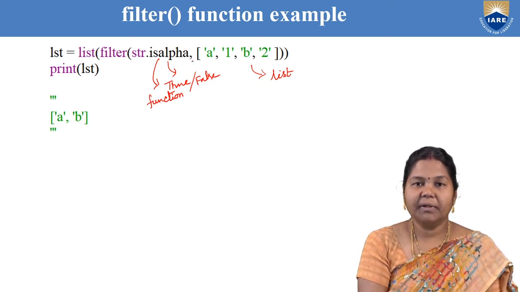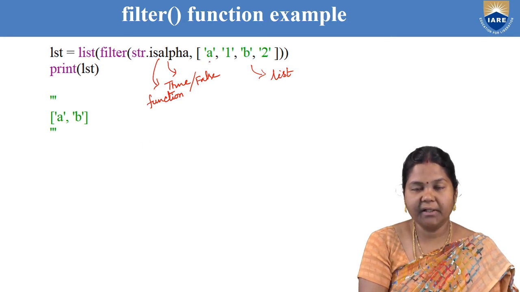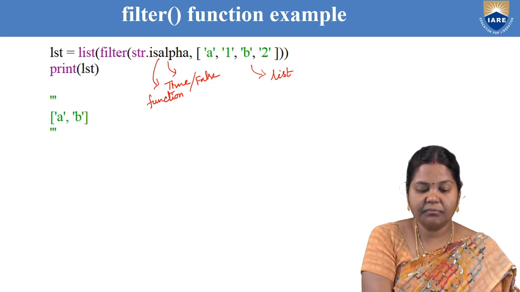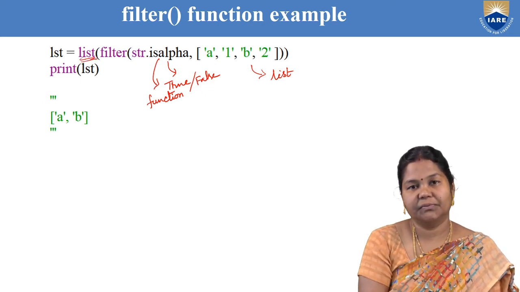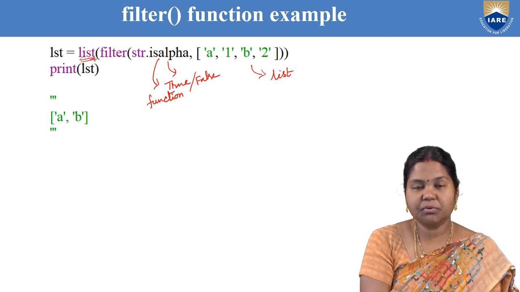This function will check each and every element of the list. If it is an alphabet, it returns true. Then it will filter out that element, and finally it stores it into a list. So here A is an alphabet. Yes, it is true, so it will be stored in the list.